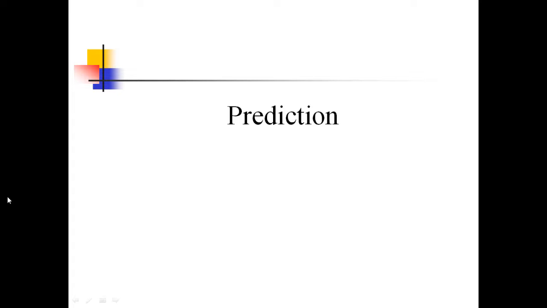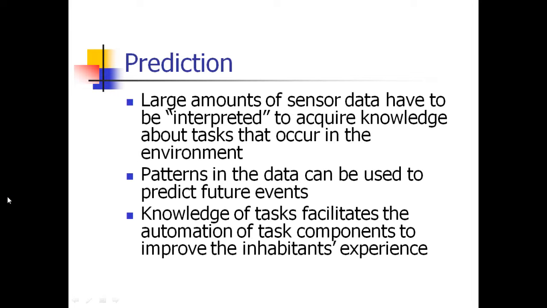What does prediction mean? Prediction is nothing but interpreting a large amount of sensor data to acquire knowledge about the task. Huge numbers of sensors are used to collect data from various sources. That is what is given as the environment. Those data are used for calculations to predict the future event, what will happen next.